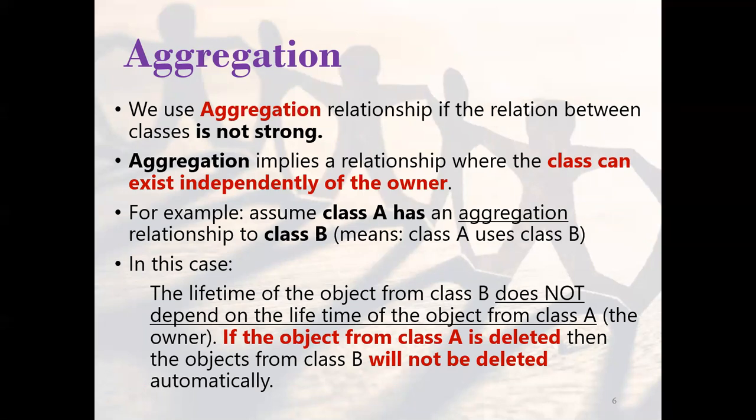Okay, so assume class A has an aggregation relationship to class B. It means class A uses class B, or class A owns class B. In aggregation, the lifetime of object B, the child, does not depend on the lifetime of object class A, the parent. Even if the object class A is deleted, the object class B does not necessarily need to be deleted.